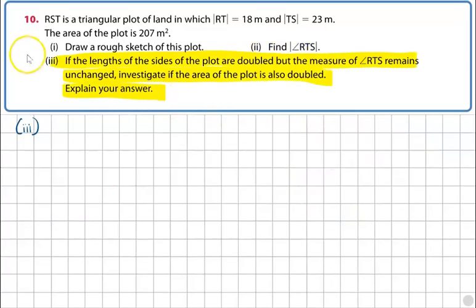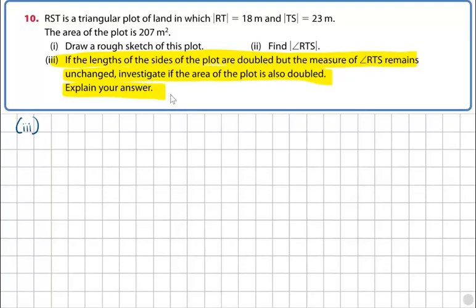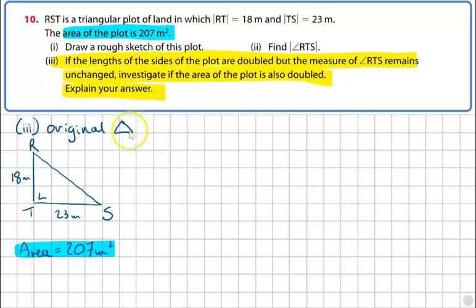Part 3. If the lengths of the sides of the plot are doubled, but the measure of the angle ORT remains unchanged, investigate if the area of the plot is also doubled. Explain your answer. So here's our original triangle, and we know that the area was 207 meters squared. So ORT was 18 meters, TS was 23 meters. And we now know that this angle here is 90 degrees.